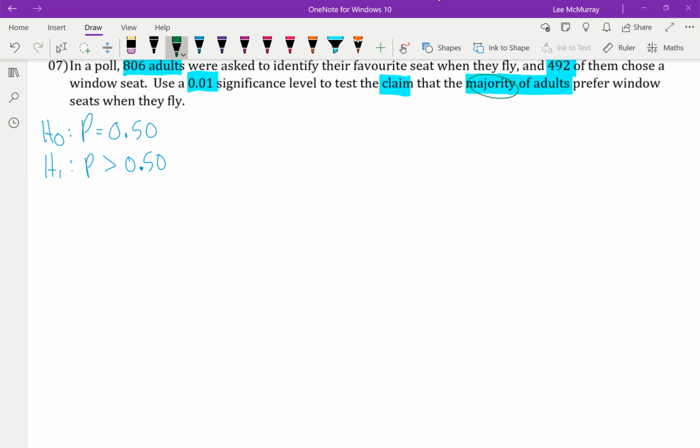All right, so let's figure out our significance level. Oh, no, of course, it's a right tail test. Right tail test. Okay, so significance level, alpha is equal to 0.01.